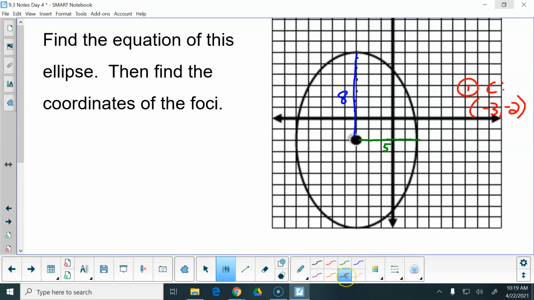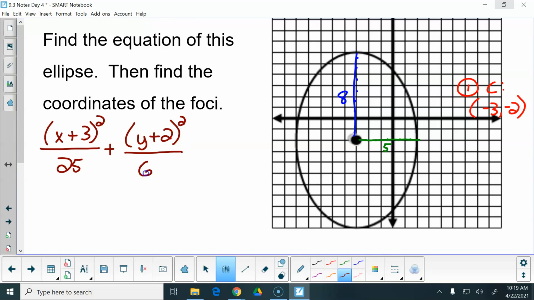Okay? So the equation should be, because A is 5, B is 8, so the equation should be x minus -3, so that's x plus 3, quantity squared, all over 25, plus y minus -2, quantity squared, all over 64, equaling 1. Agree?